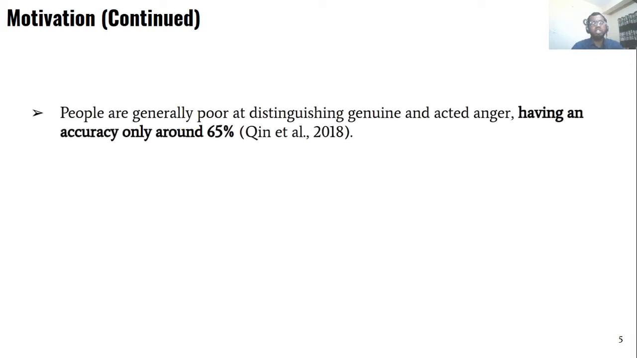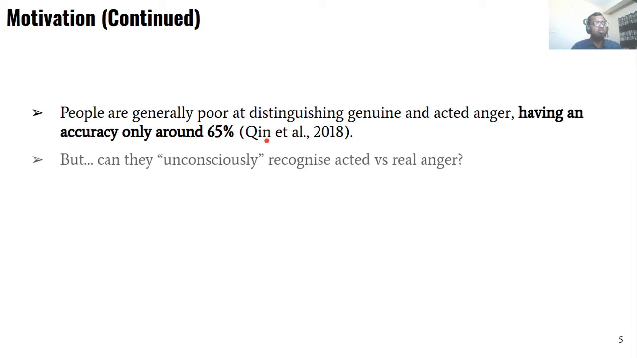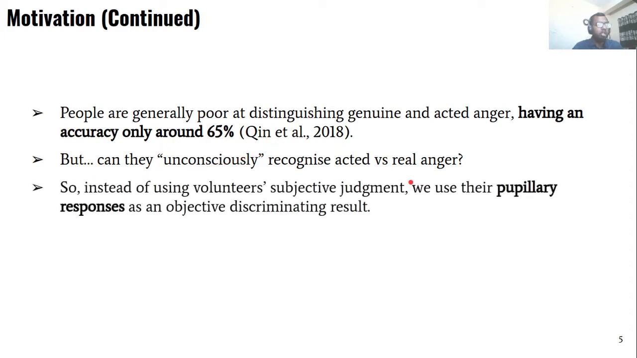Now, research by Quinn and others showed that people are generally poor at distinguishing genuine and acted anger, having an accuracy of only around 65%. So, the question is, can they unconsciously recognize acted versus real anger? This is the specific question we want to answer in this work. To answer it, instead of using volunteers' subjective judgment, that means volunteers won't say that this is real or this is posed, we will use their pupillary responses.